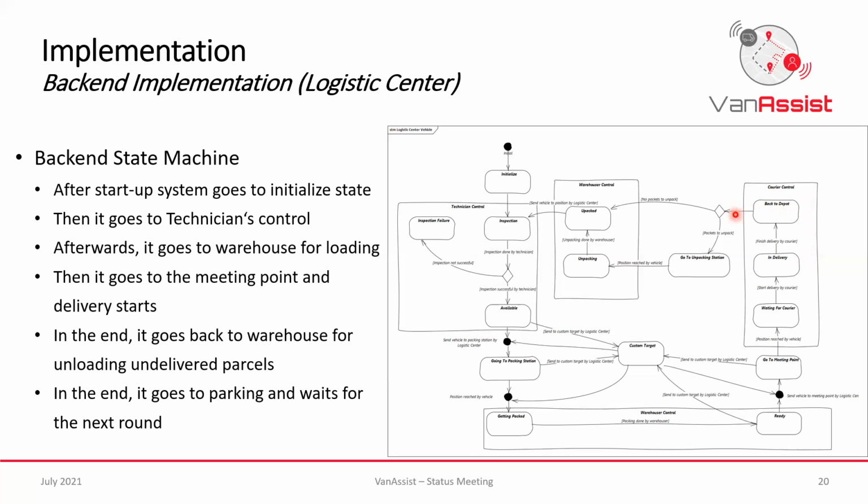And when it goes back to the depot, if there are some parcels which are not delivered, it goes to the unpacking station. And if not, it goes to unpacked status. So anyway, when there is something to be unpacked, after unpacking, it also goes to unpacked and again goes to inspection for the next working day. So this is the overall state machine of the logistics center.